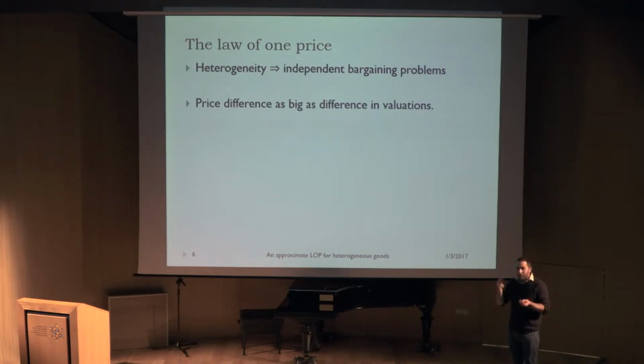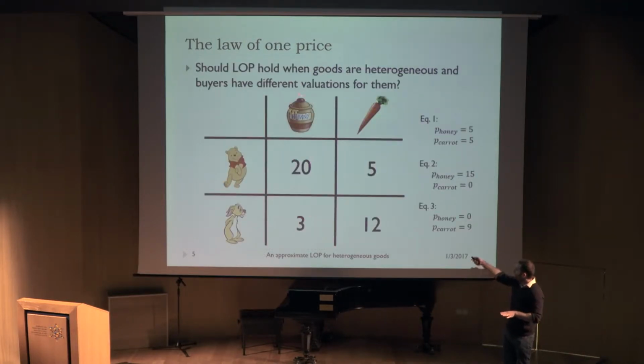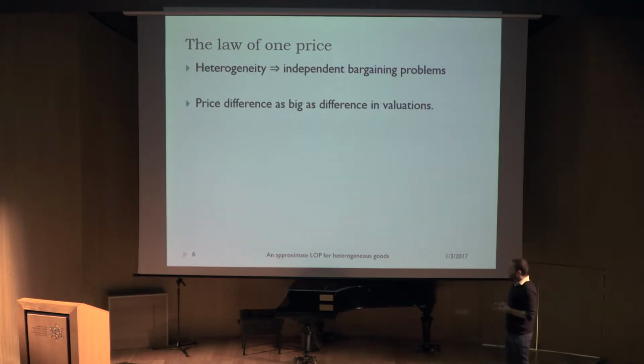Now, what causes it is that the heterogeneity in valuations sort of separates the two goods into two different submarkets. Rabbit is not really a contestant when it comes to the honey. He doesn't really pose a threat for Pooh to buy the honey, and similarly about the carrot, but with reverse roles. And the difference in prices can be of the same magnitude as the difference in valuations.